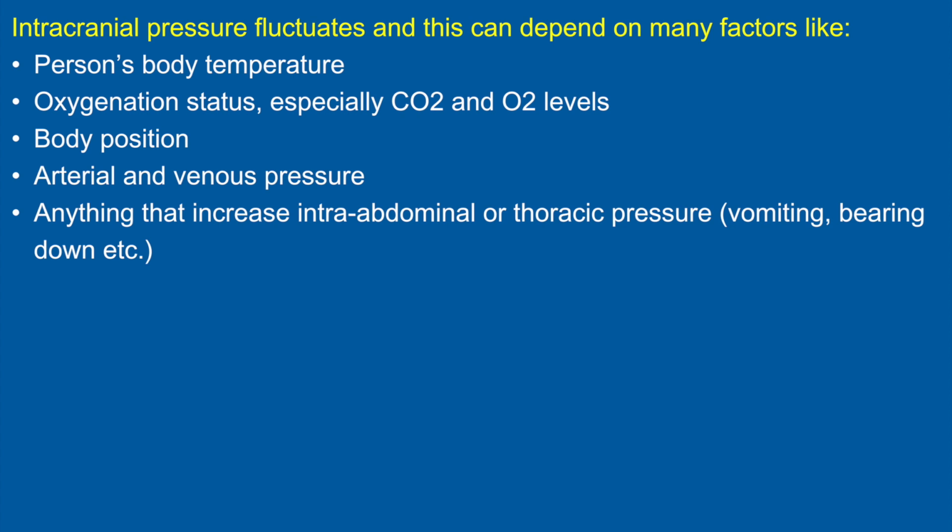Intracranial pressure fluctuates, and this can depend on many factors like a person's body temperature, oxygenation status, especially carbon dioxide and oxygen levels, body position, arterial and venous pressure, anything that increases intra-abdominal or thoracic pressure like vomiting, bearing down, etc.